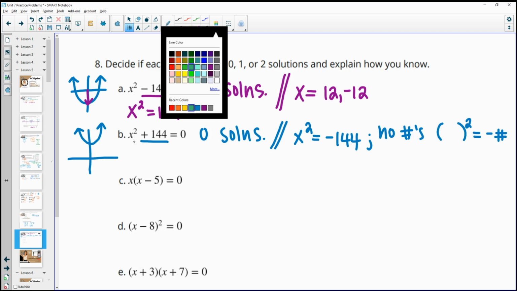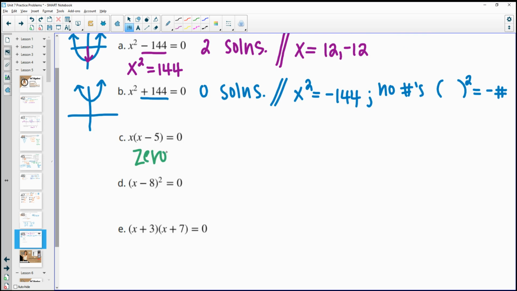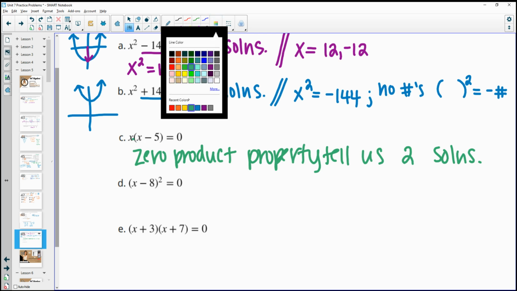Part C, the zero product property we could use here because we see that we've got 2 numbers multiplied by each other that equals 0. So the zero product property would tell us 2 solutions, right? Because x = 0 and x − 5 = 0, and we would solve each of those. That would give us 2 solutions.